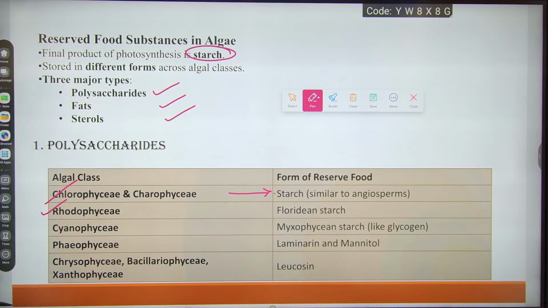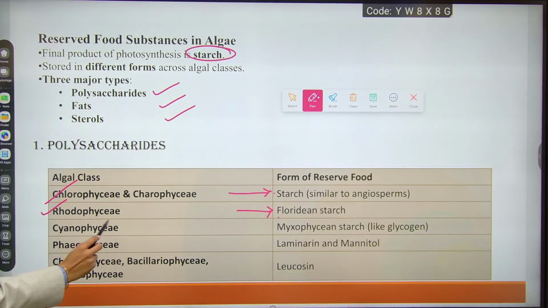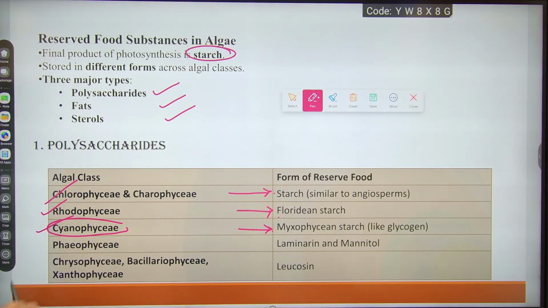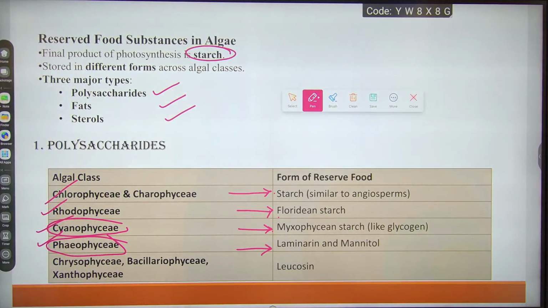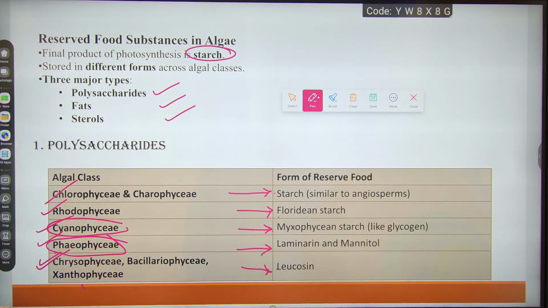Second is rhodophyceae. In rhodophyceae, the stored food is what? Floridean starch. This is widely known to us. Next is cyanophyceae, which is a primitive algal group, cyanobacteria. In them, myxophycean starch, like glycogen, is present. Next is phaeophyceae, where laminarin and mannitol form the reserve food material. Next are chrysophyceae, bacillariophyceae and xanthophyceae, where the reserve food material is chrysolaminarin. Fine, right? So these are different classes and their reserve food material. Most important table. Just take a screenshot of this one.